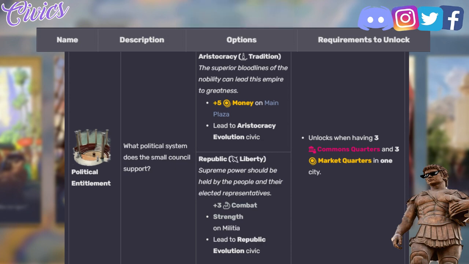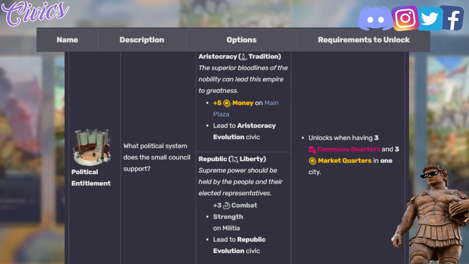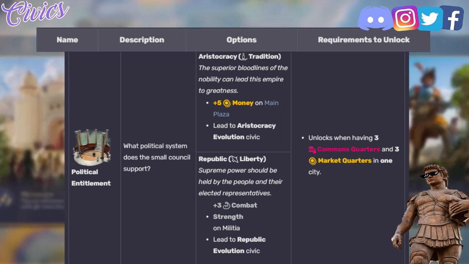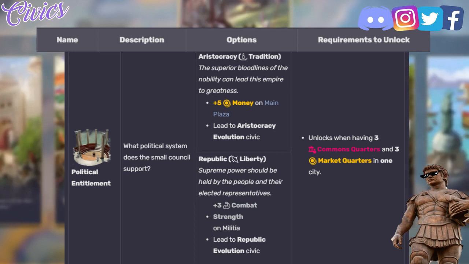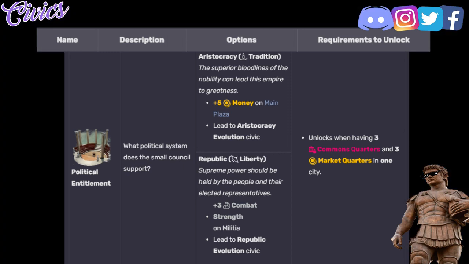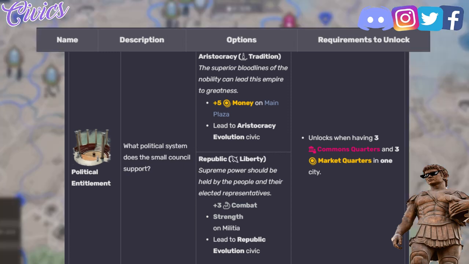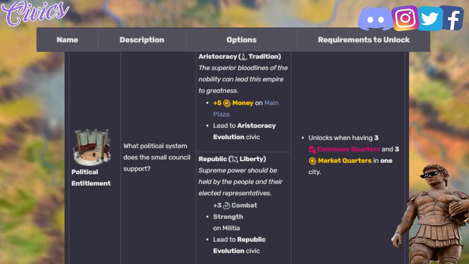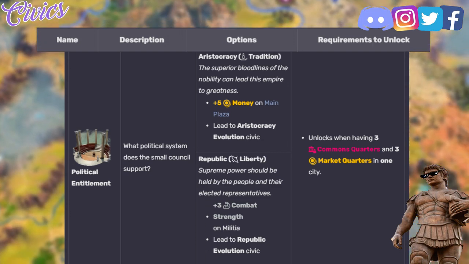Political entitlement. What political system does the small council support? Option A, aristocracy, tradition, the superior bloodlines of the nobility can lead this empire to greatness. Receive +5 money on main plaza, leads to aristocracy evolution civic. Option B, republic, liberty, supreme power should be held by the people and their elected representatives. Receive +3 combat strength on militia, leads to republic evolution civic. Unlocks when having 3 stability commons quarters and 3 money market quarters in one city.